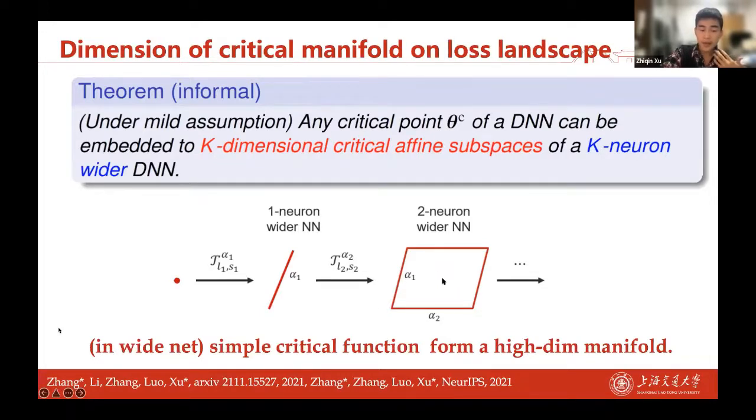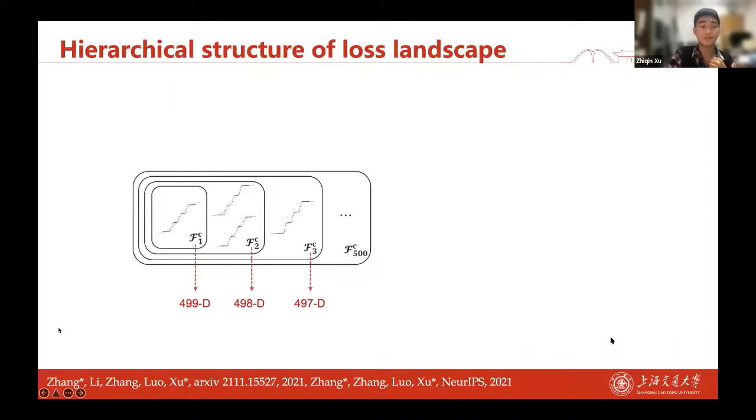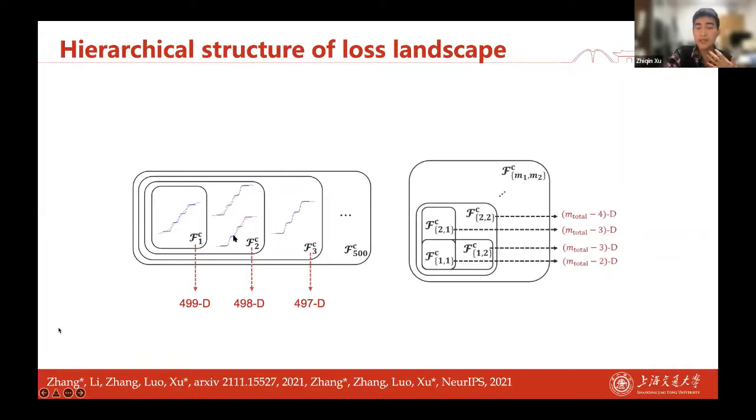So in a wide network, the simple critical function can be embedded from a narrower neural network and can form a higher dimension manifold. Here is a cartoon that says, in a 500-neuron network, if this critical point is embedded from one neuron network, it has at least 499 dimensions. And when the critical point is embedded from a larger network, its manifold will decrease. So this is a partial order for multi-layer neural networks.